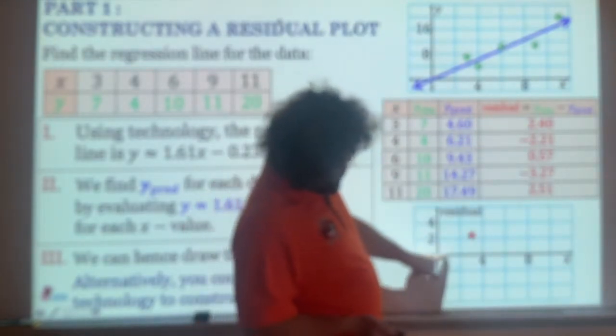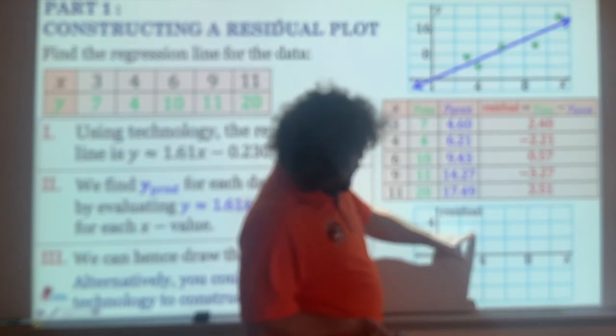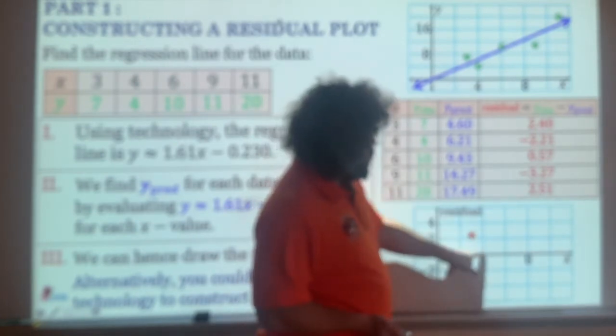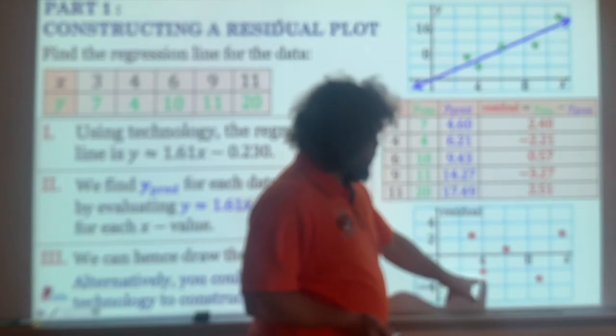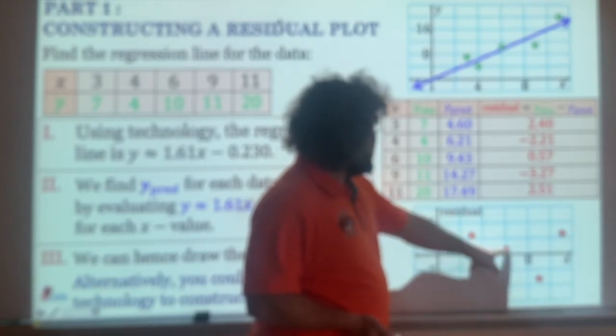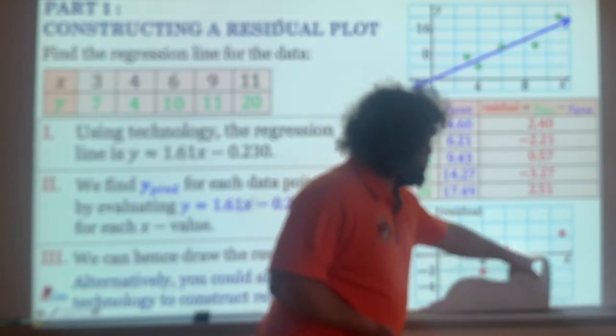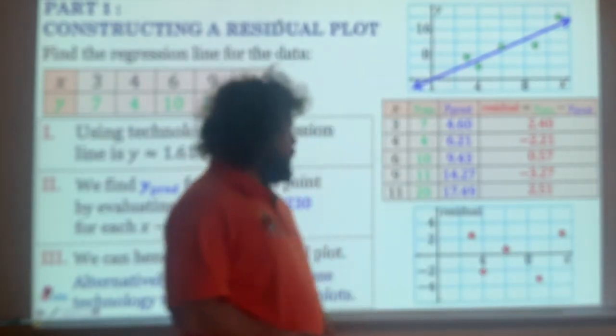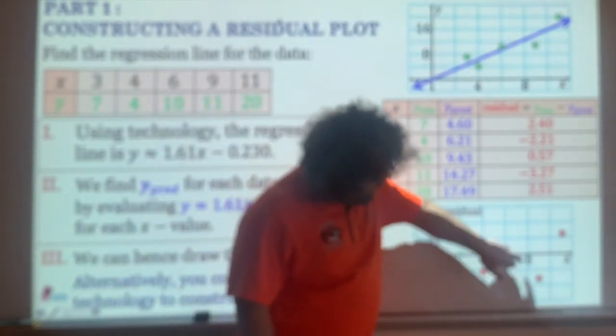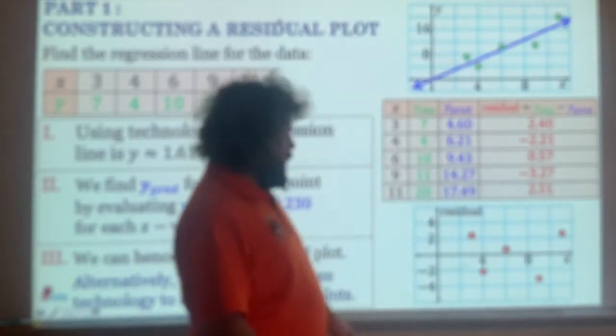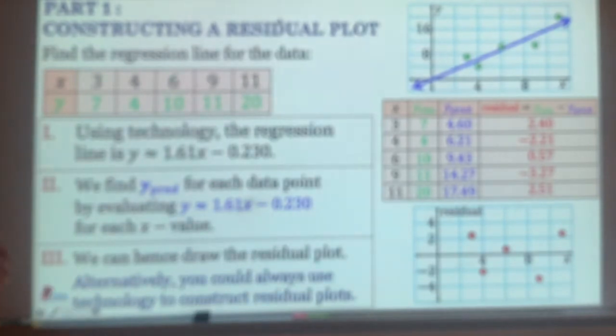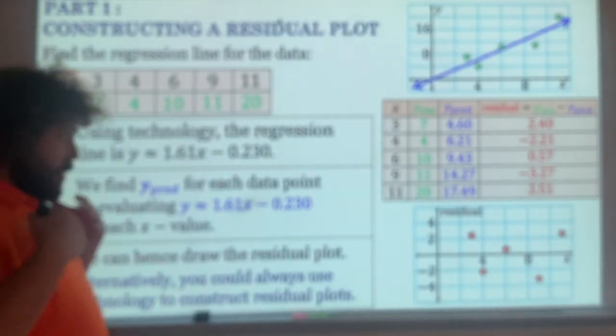Now when you plot these, 3 over 2.4 up, okay? 4 over 2.21 down, okay? Then you got 6 over 0.57, 9, negative 3.27, and then 11, 2.51. Now notice you're going like up, down, down, up, down. So you have kind of a scattered thing right there. If I wanted to see the best fit curve there, it'd probably be almost like a horizontal line. So that is a good residual plot. And most residual plots are just all over the place.